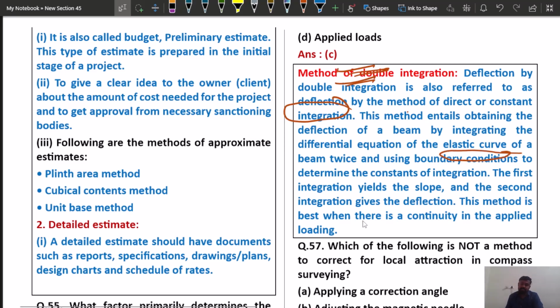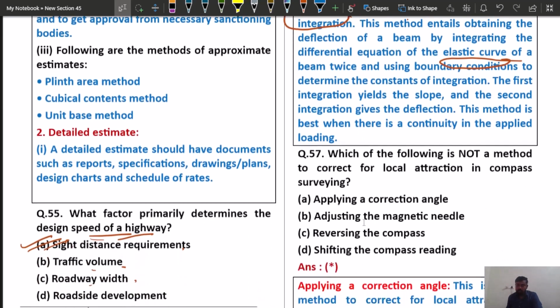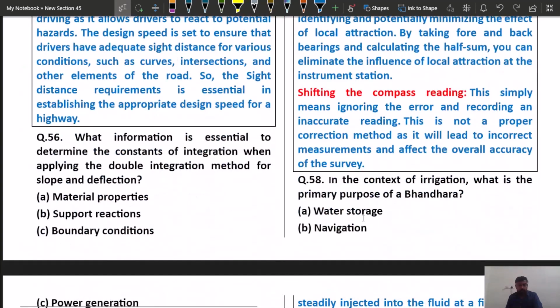In this method we analyze the boundary conditions to determine the constants of integration. So boundary conditions are required to determine the slope and deflection in the method of double integration. So correct option will be boundary conditions, option C. Now proceed on next question.